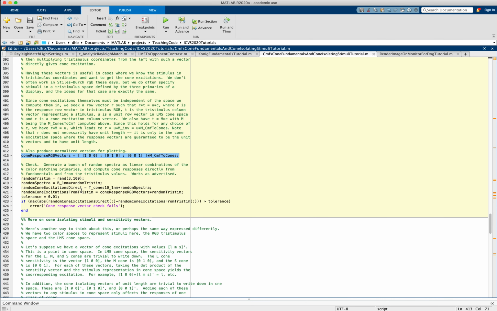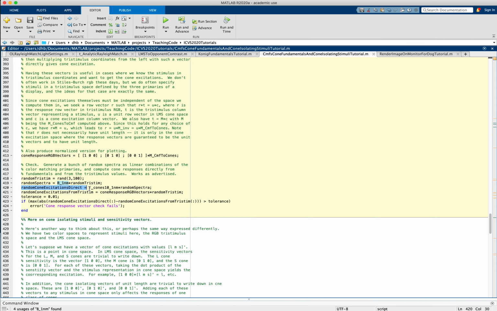And just as a check, I'll generate a bunch of random spectra as linear combinations of the color matching primaries, compute the cone responses directly from the spectra and the cone fundamentals, and also using these cone response RGB vectors applied to the tristimulus values. So we generate 100 random tristimulus values between 0 and 1. We compute 100 spectra by multiplying the basis, the primary spectra in a matrix, times those tristimulus values. And again, if that's confusing, go back and rewatch parts 1 and 2 of this tutorial series. That general idea is discussed above.